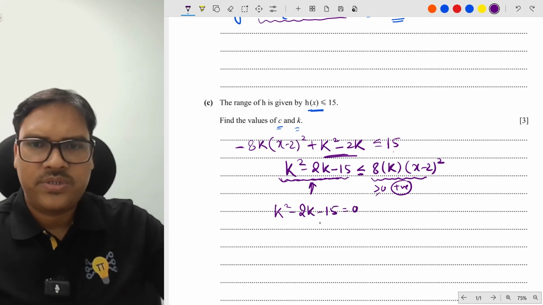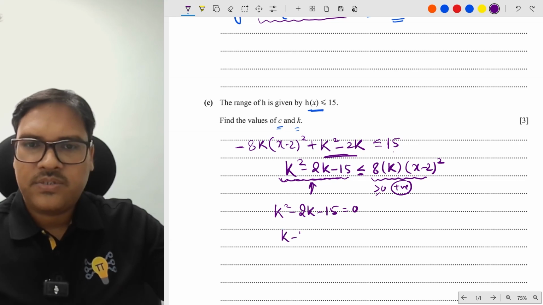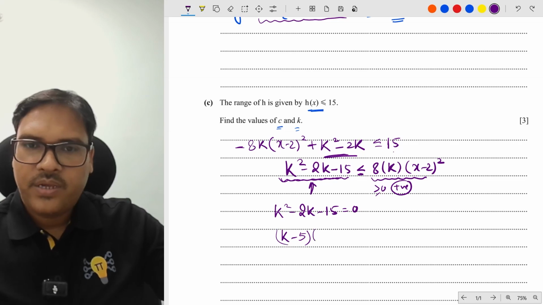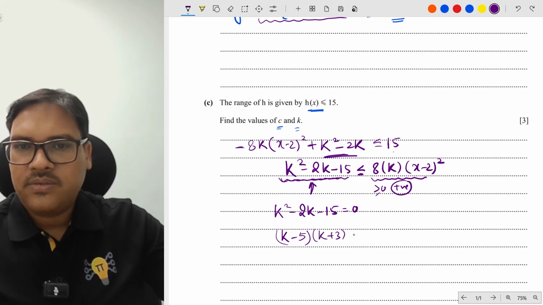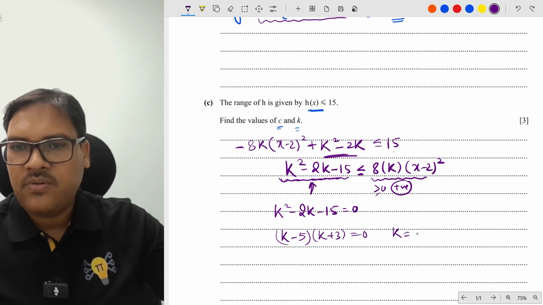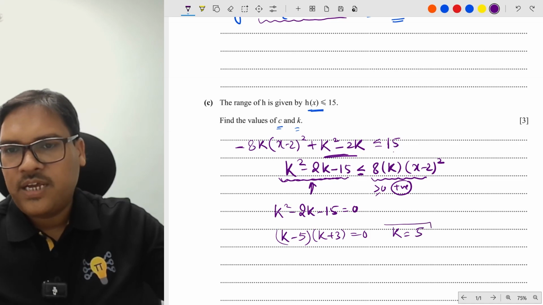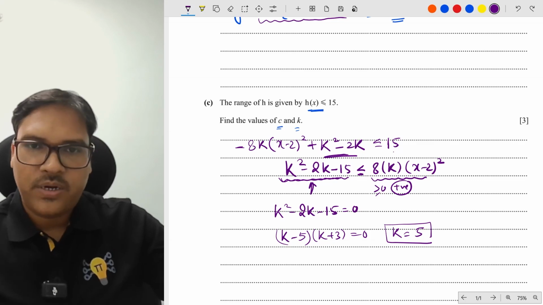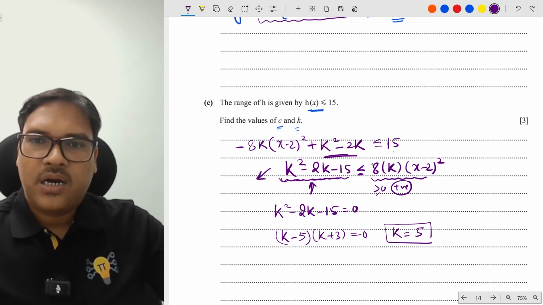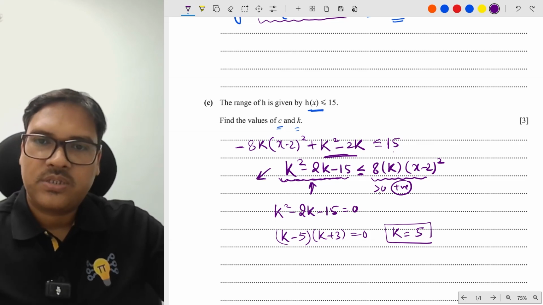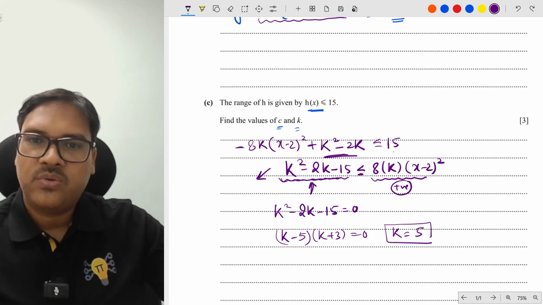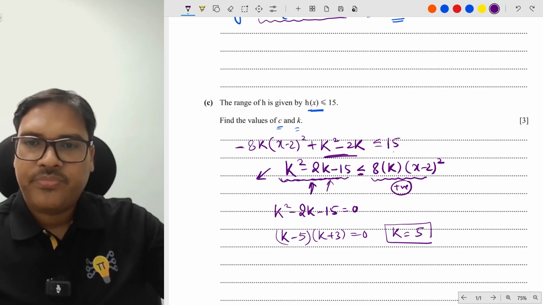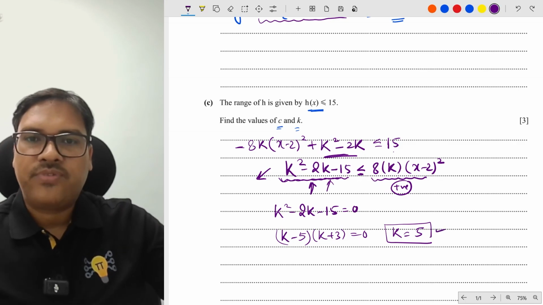So now let's solve this equation. We can factorize this: k minus 5 into k plus 3 is equal to 0. So what is the value? k is equal to 5. We will not take minus 3 because k is given as a positive value. I hope this point is clear, that this quantity is always greater than or equal to 0, so it has to be equal to 0. That is k equal to 5.